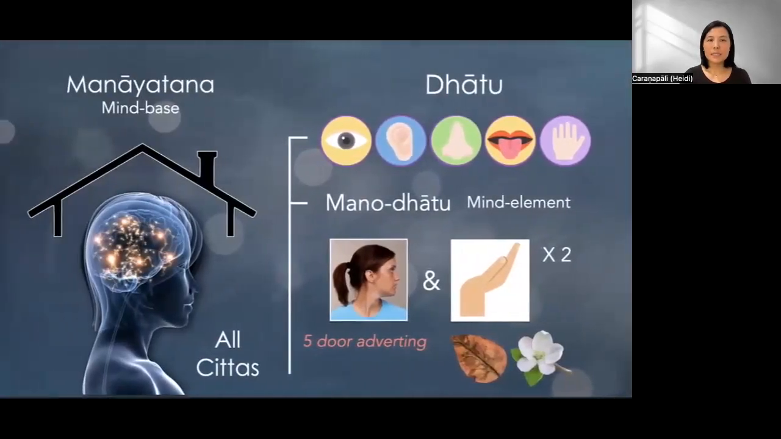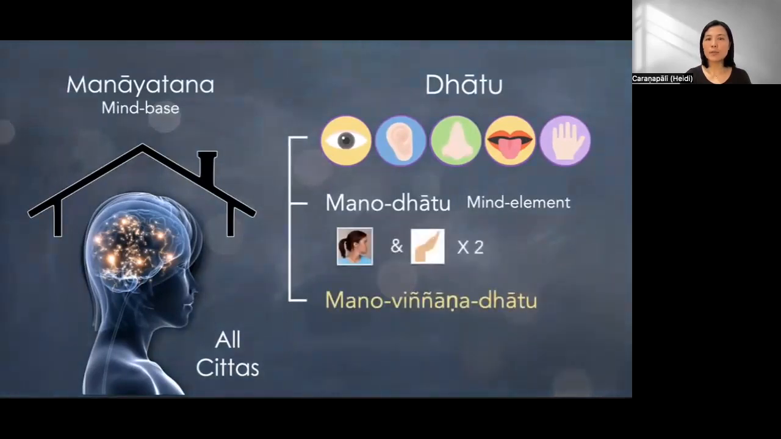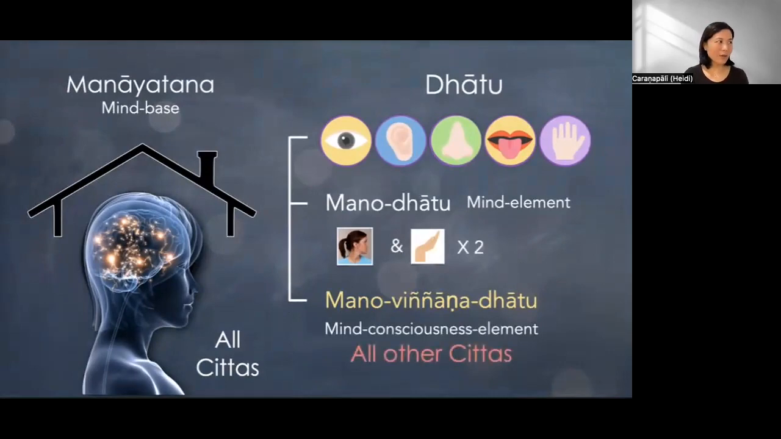Okay. Now, after Manodhatu, we have another last group of chittas included in the dhatu, and that is called Mano Vijnana Dhatu. That's translated as mind consciousness element, and those are all other chittas. All chittas other than the Dvipancha Vijnana, the two sets of the five consciousness, and the three mind element.